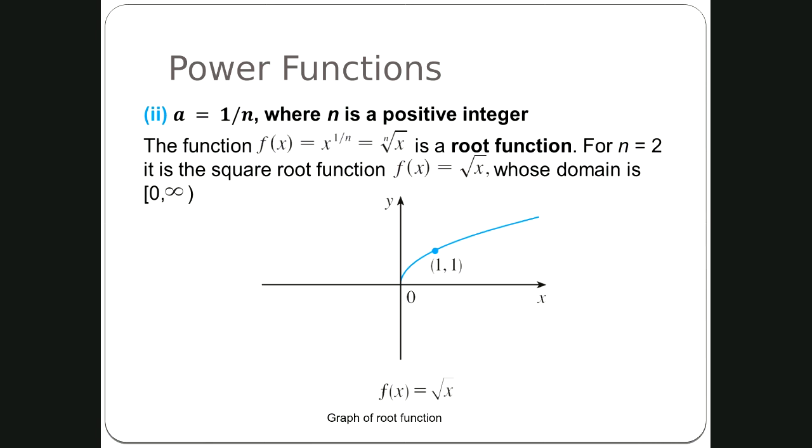Now they say for a equals 1 over n. So now you have x to the power 1 over n. Remember, 1 over n means the nth root. I'll mention again, x to the power 1 over n simply means the nth root. Therefore, for n equals 2, we have the square root. For n equals 3, you have the cube root. And for n equals 2, you have the square root.